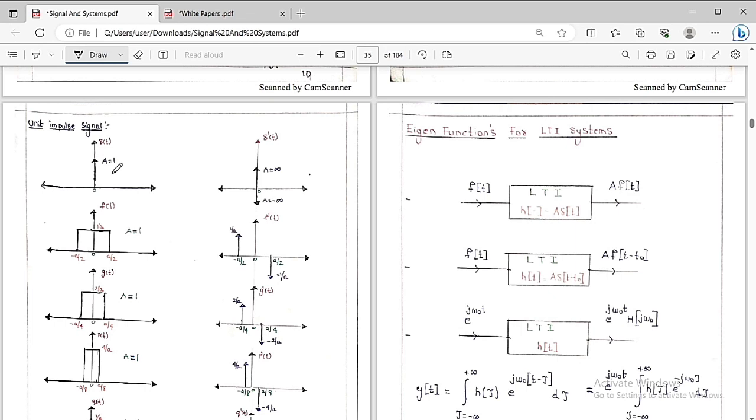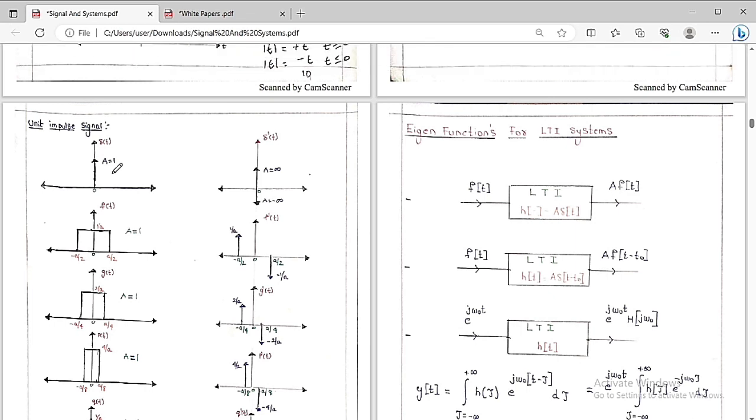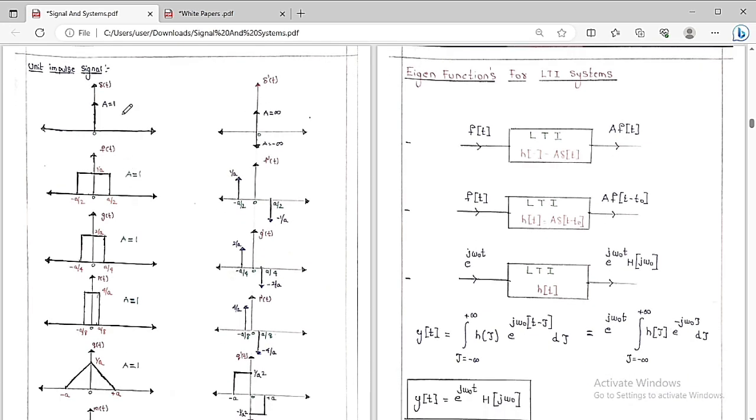Now we are going to discuss another concept, which is the unit impulse signal. We are going to study the unit impulse signal in a detailed manner. So what is the meaning of the unit impulse signal? I have already told you, delta of t has a unit area at t is equal to 0. Area is equal to 1.